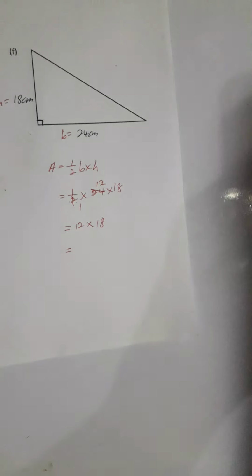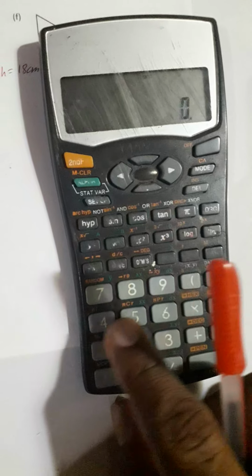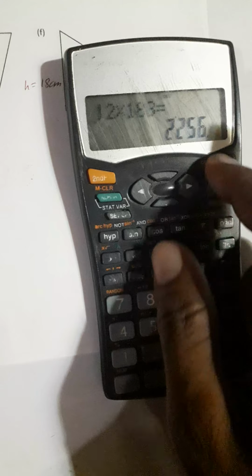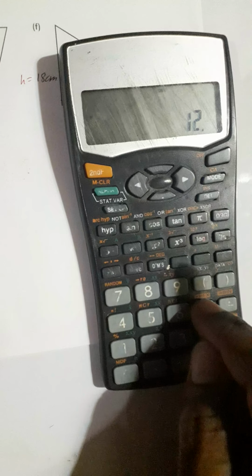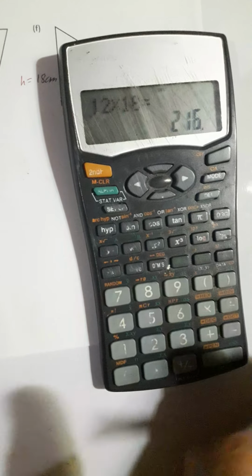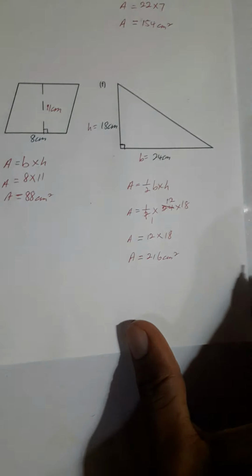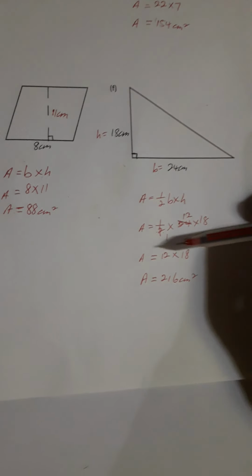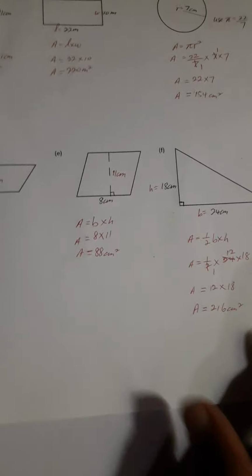Now 12 times 18. Our calculator will help us here. So let's see. 12 times 18 is 216. 216 cm square. Good. So that's it. All we need to do is to remember the formula, follow the formula and substitute the values, and with the help of our calculator, that's how we'll get our answer as well.